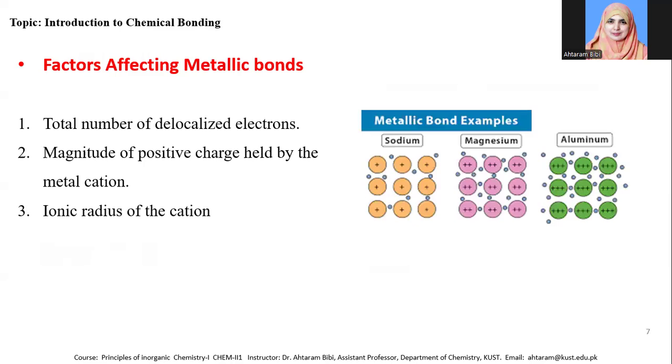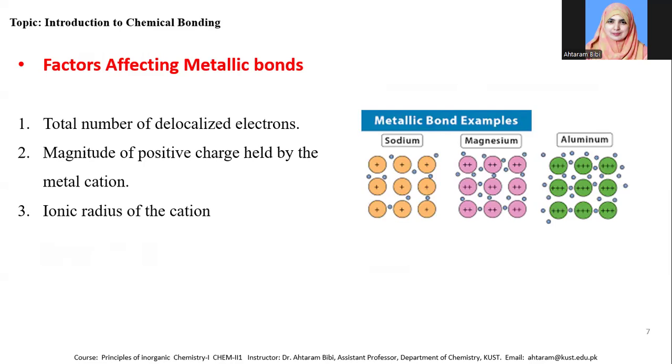We can see over here three types of metallic bond: the sodium metallic bond, magnesium, and aluminum. In this case, aluminum has a stronger metallic bond as compared to magnesium, and magnesium has a stronger bond as compared to sodium, because sodium has one positive charge and one delocalized electron, while magnesium has two delocalized electrons and aluminum has three delocalized electrons.